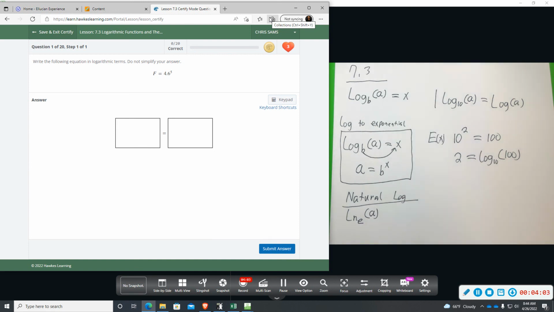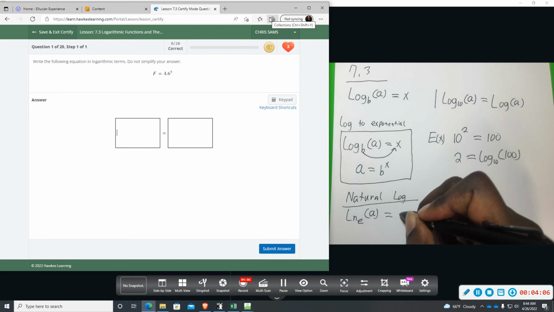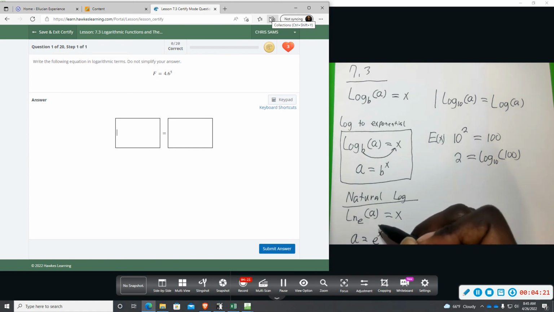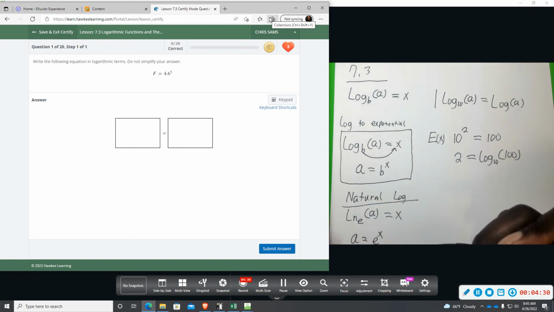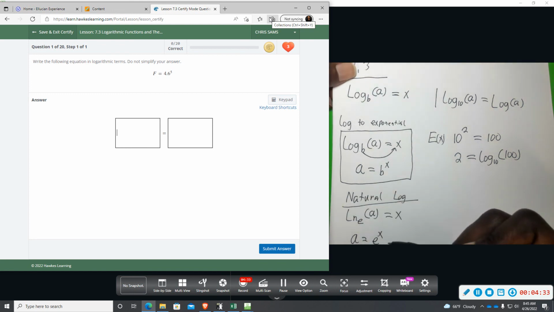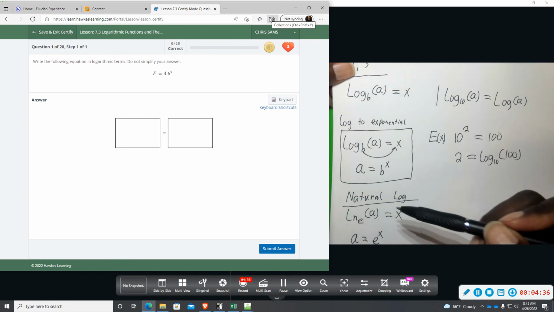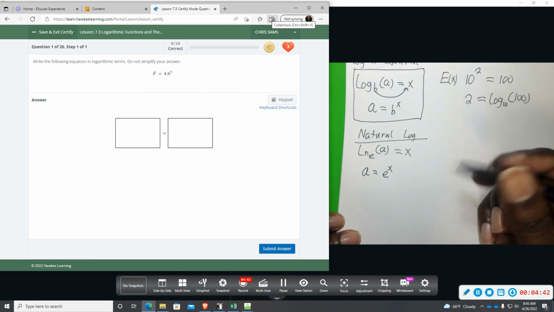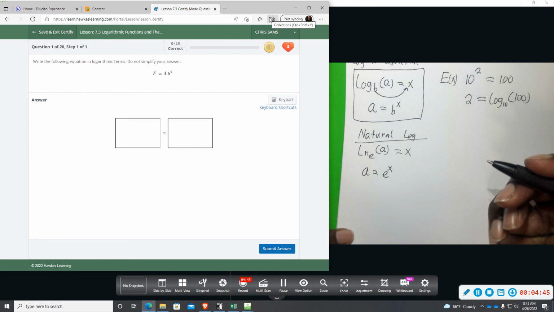So you can do the same thing as far as converting this to exponential form. Whatever your base was, it becomes the base of your exponent. And so this would be a equals e to the x power, if we wrote this natural log in terms of exponential form. So that's important. We're going to be doing log from exponential, and then exponential to log form, back and forth. You will be asked to find the domain of log, and what you need to be mindful of is that log cannot take negative inputs.